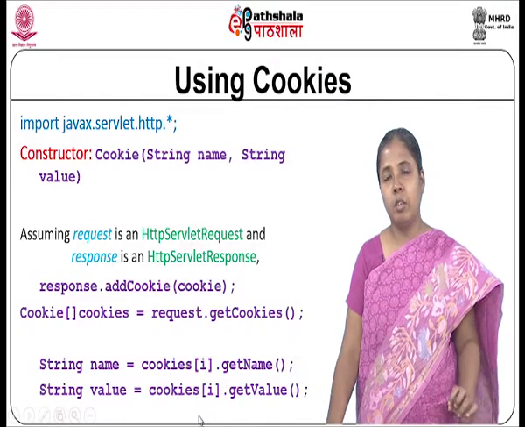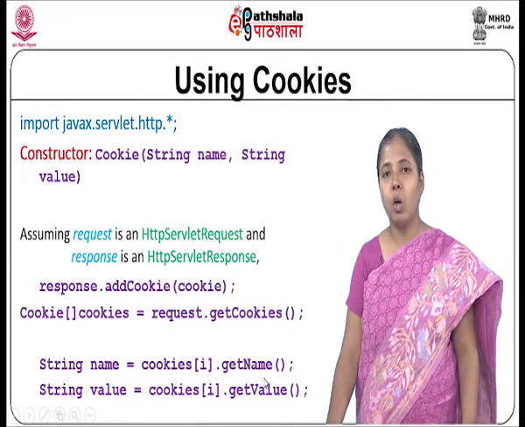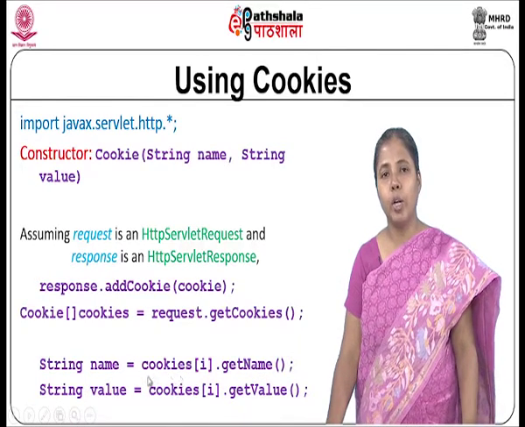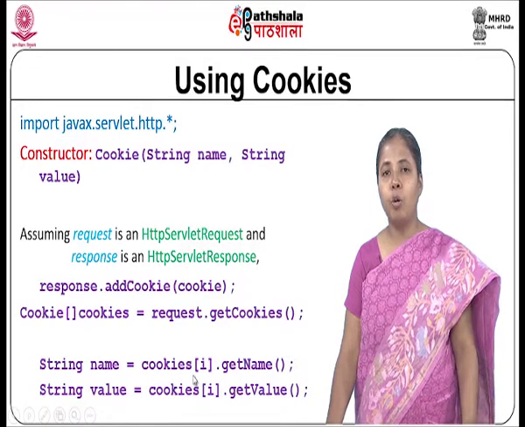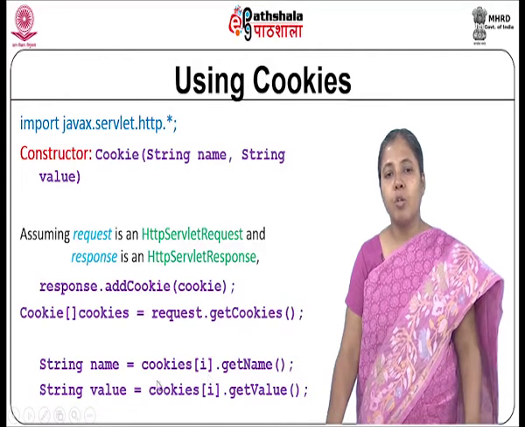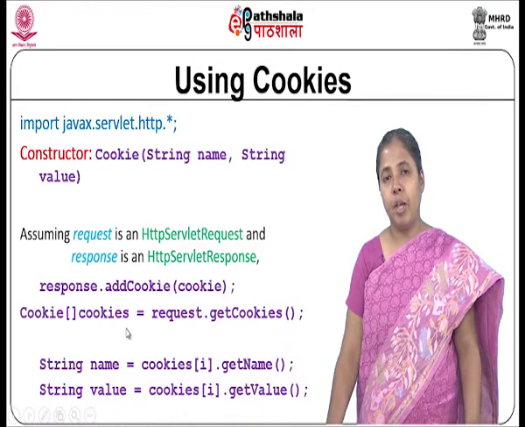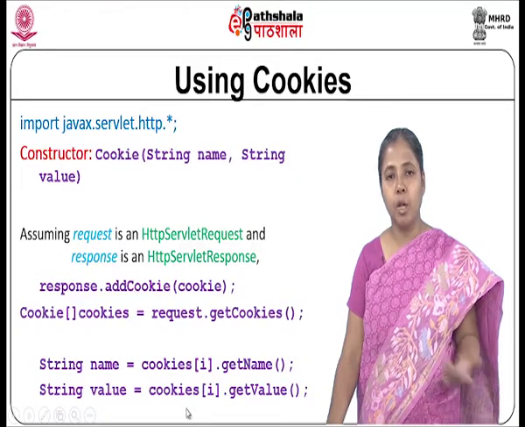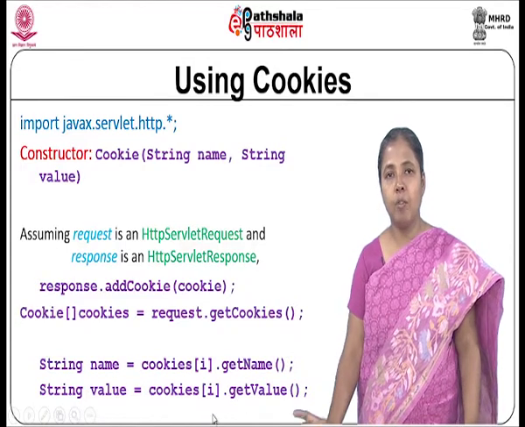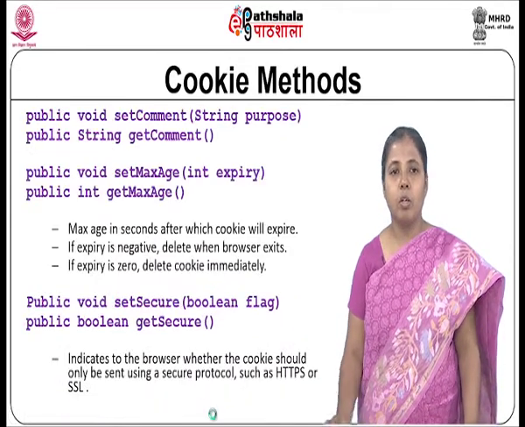So, to get the name of the cookie we have a method called getName in the Cookie class, and there is another method called getValue. So, you will read the cookies one by one in a for loop, from i equal to 0 to the array's length. Cookies is the array, the cookie array's name. So, cookies[i].getName would return the name of the cookie, and cookies[i].getValue would return the value of the cookie.